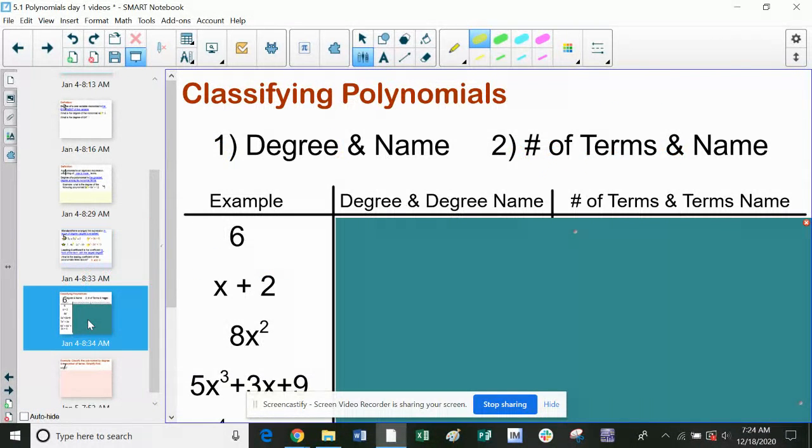Okay, now we've got to name these things, because polynomials get huge and we've got to know what we're talking about here. Polynomials have two names, just like most students do, a first name and a last name. The first name is what degree it is, and the second name that we give it talks about the number of terms. So for example, I've got some examples written down here.